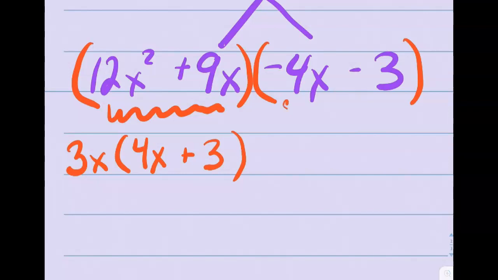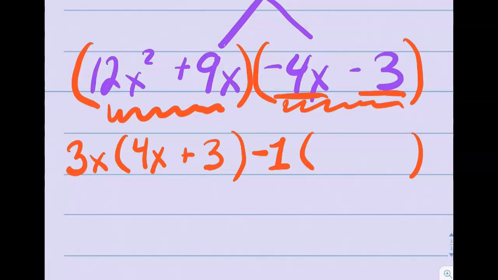Then I go over to this one, and it doesn't look like I can take out much of anything, but you have to take out something. So if the biggest thing you can take out is a 1 or a negative 1, then do it. And in this case, it starts with a negative, so I'm going to take out a negative 1. And when I divide both of these by negative 1, I get 4x plus 3.